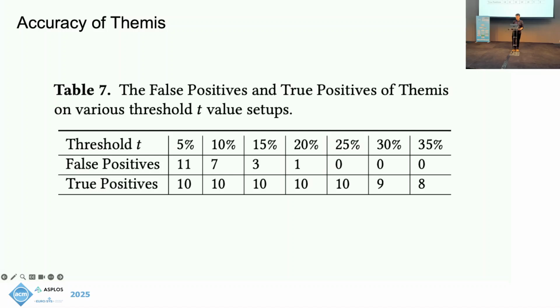To evaluate the impact of the variance threshold value T on accuracy and false positives, we conducted experiments running Themis with various T value setups. We find that a higher threshold value effectively reduces the false positives. Based on our experimental results, we find a threshold T of 25% represents an optimal balance, eliminating all the false positives across the 4 target DFSs without missing any true positives.